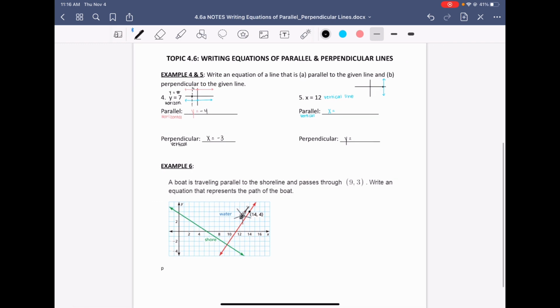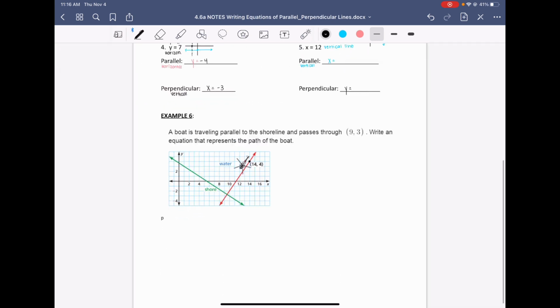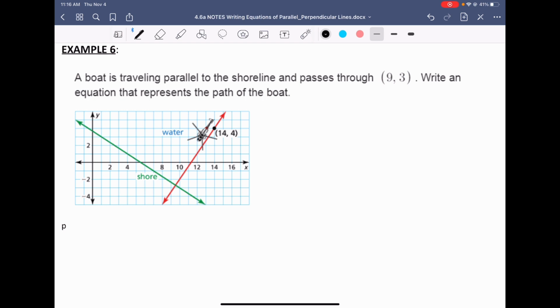All right, so example 6 says a boat is traveling parallel to the shoreline and passes through point 9,3. Write an equation that represents the path of the boat. So if I want something that's parallel to the shoreline, I need to find out what is the slope of the shoreline. When I'm given a graph with a line on it, all I need to do is count rise over run.